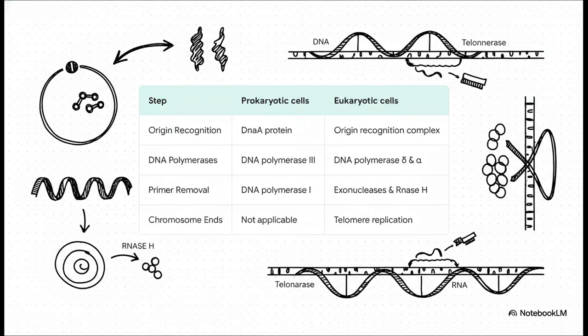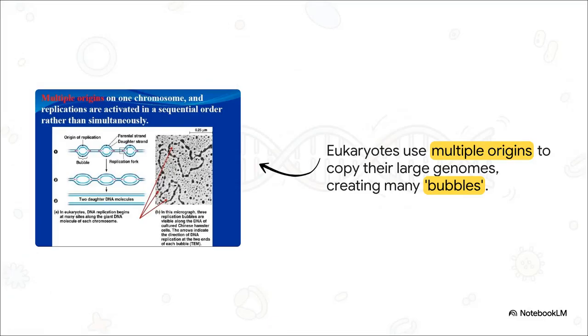They have a totally different system for removing the primers. And because their chromosomes are linear, not circular, they have a unique problem, copying the very ends, which involves a special process and structures called telomeres. And this image, this right here, shows the biggest difference in strategy. A bacterium like E. coli has one origin for its 4.6 million base pairs. A human cell, on the other hand, has 3 billion base pairs. Trying to replicate that from a single starting point would take weeks.